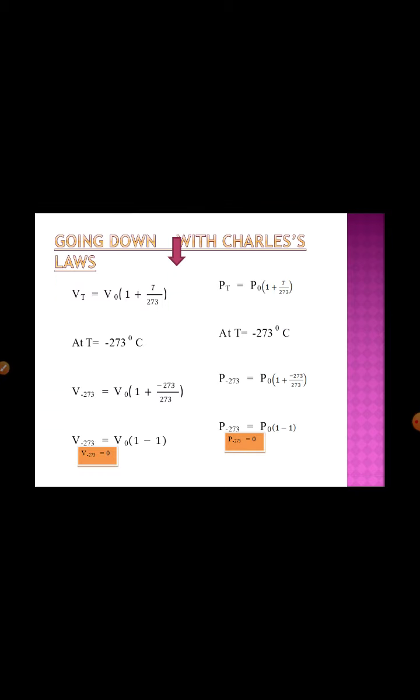Now, using these Charles' laws, as we go down to low temperatures, what happens?